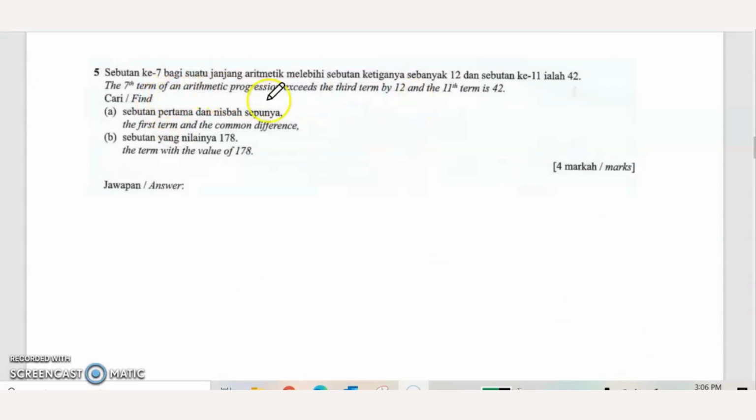The 7th term of an arithmetic progression exceeds the 3rd term by 12, and the 11th term is 42. So we have the 7th term. Maknanya kat sini term yang ke-7, 7th term exceed the 3rd term by 12. Jadi dia lebih 12 lah daripada 3rd term. And then the 11th term is 42. Okay, it is an arithmetic progression. So find the first term and the common difference here.